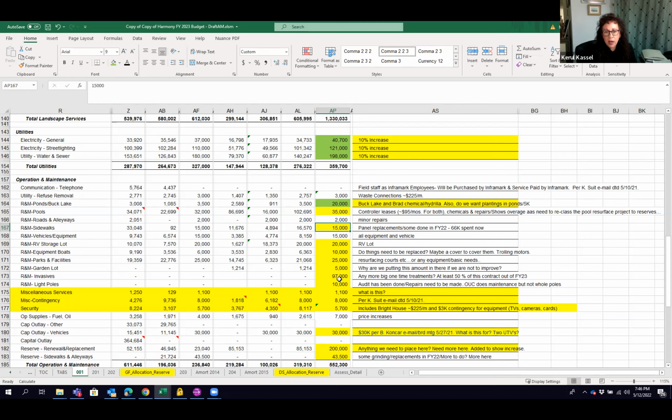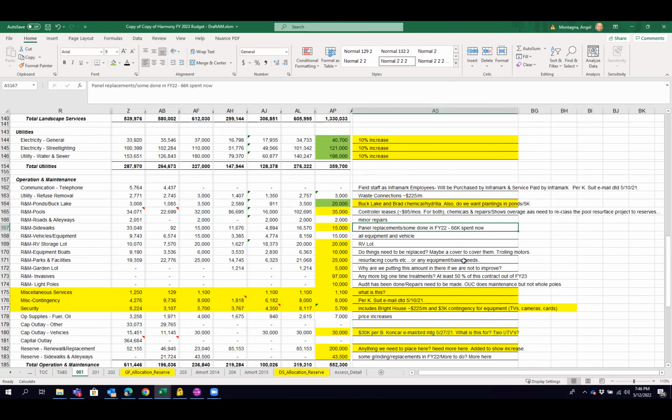So I'm confused. Why does it say our projected is 16,570 when you say we've already spent 66? Because the job's not done yet. You haven't been billed for it. I see. So we haven't actually spent 66. Right, you approved 66,000 and the work's going on now. Okay. All right.